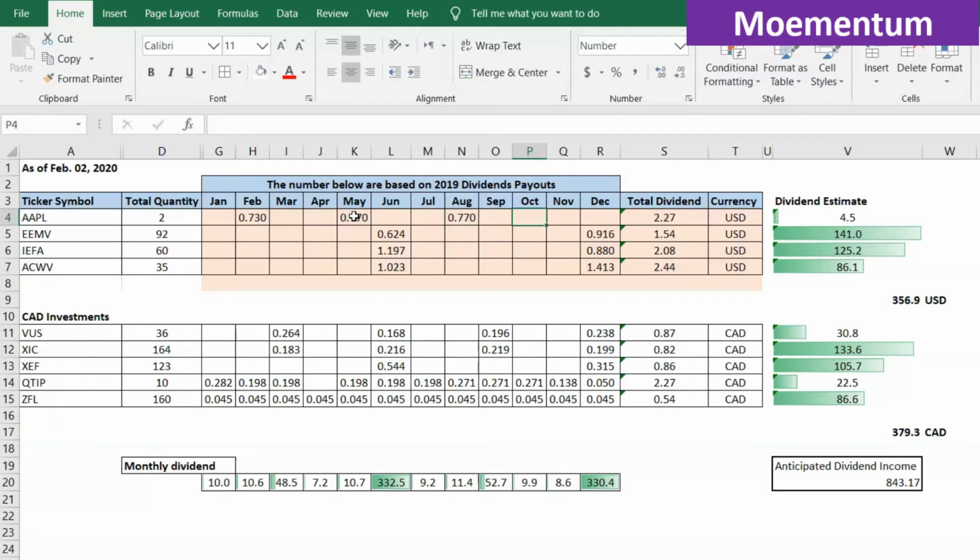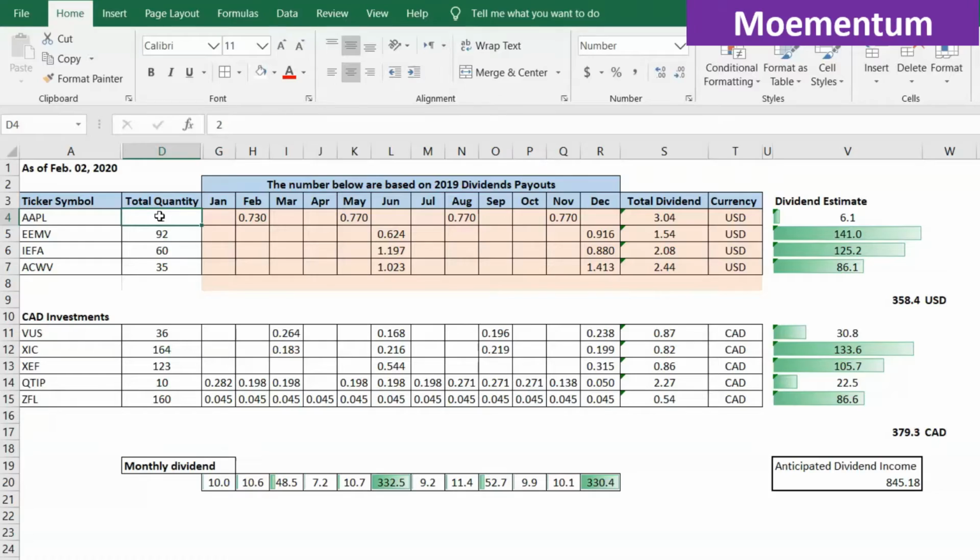And lastly, the next one, I believe, was in November, so I would put it at 77 cents again. This way, you would have an updated total dividend of $3.04. And if you own 2 shares of Apple, your total dividend earned for that year would be $6.01.